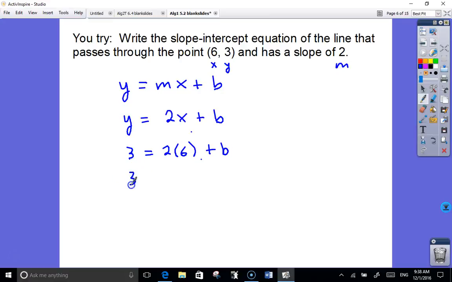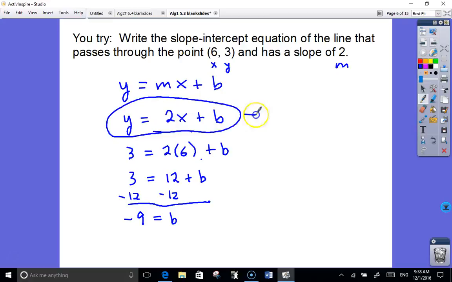3 equals 12 plus b. That's a one-step equation. Subtract 12. Okay, so up here we knew everything but the b. Now we know the b. We fill in for the b. Y equals 2x minus 9.